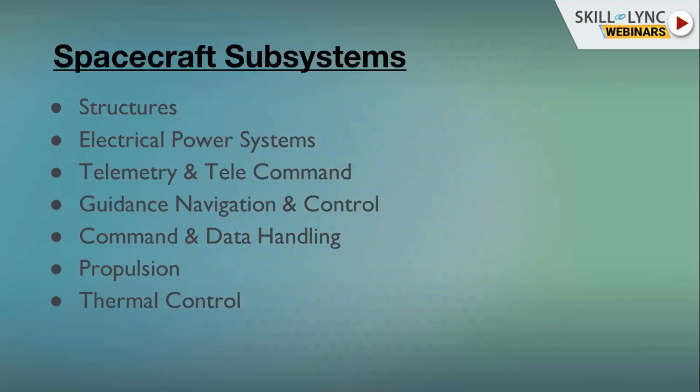Then we have guidance, navigation and control. At any point when a spacecraft is in the mission, its position and attitude need to be known. How is it done? It is done using inertial measurement units. Then we have star sensors and sun sensors, which help in getting all the data from these sensors and pinpoint the precise location of the spacecraft.